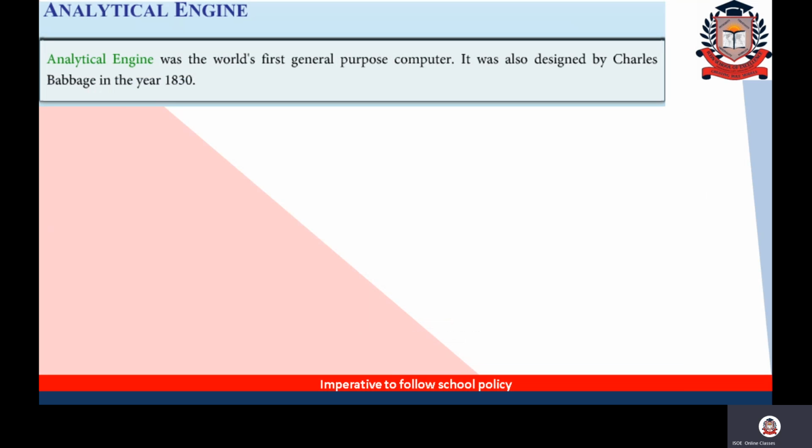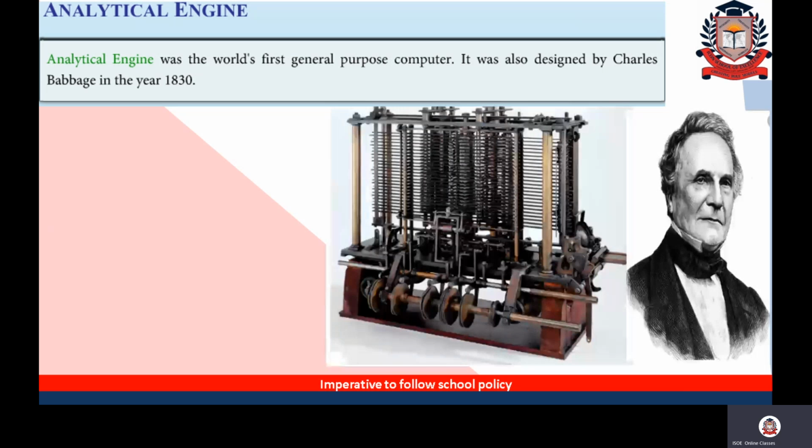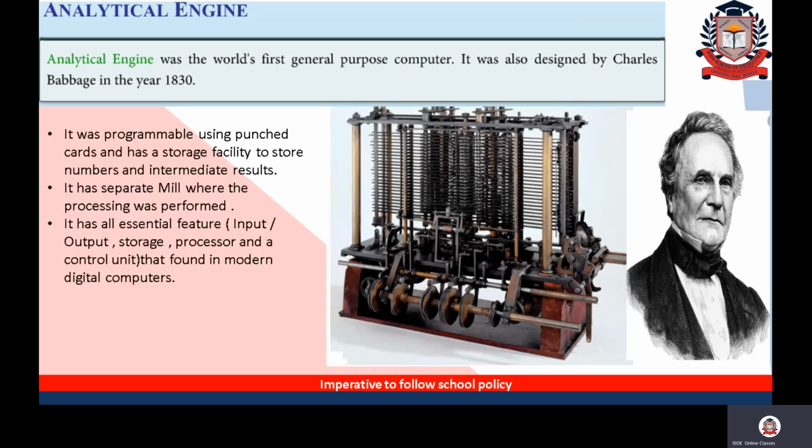Okay, next one is the Analytical Engine. The Analytical Engine was the world's first general purpose computer. What is this one? This is the general purpose computer, which is nothing but the Analytical Engine. It was also designed by Charles Babbage in 1830. Okay, and it was programmable using punched cards and had a storage facility to store numbers and intermediate results. It had a separate mill where the processing was performed. So all these words were used in 1830 itself by Charles Babbage.